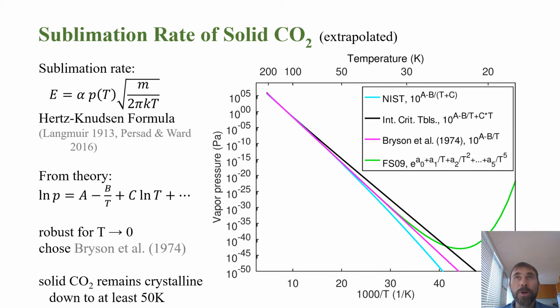Now another potential issue in asserting what's the sublimation rate really at low temperature is whether there's a phase change. So for example, H2O ice changes from crystalline to amorphous at low temperature. Now for CO2, solid CO2, it's crystalline to at least 50 Kelvin, maybe even 30 Kelvin, so at the relevant temperatures, that's not an issue.